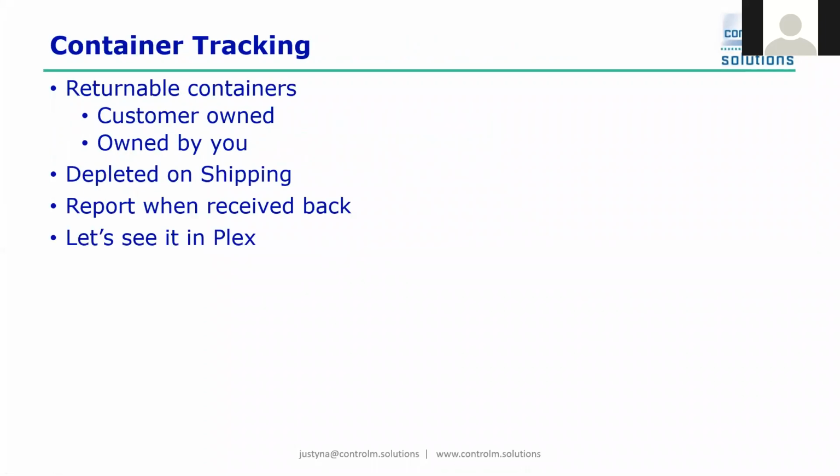Okay, next is container tracking. Container tracking is great when you want to track returnable containers, be it customer owned or owned by you. It works best with approved container types. In the process routing, Plex will deplete the inventory of containers as you ship them and report it when you receive them. An email can also be sent to the contacts once the minimum has been reached. The key here is to ensure that each container type is attached as an approved container on the parts routing, so it gets properly consumed.